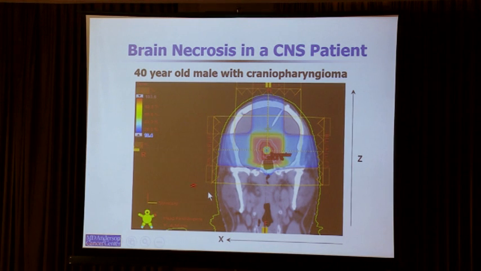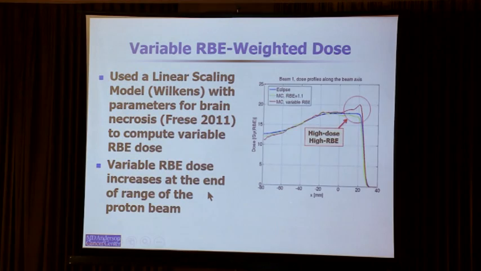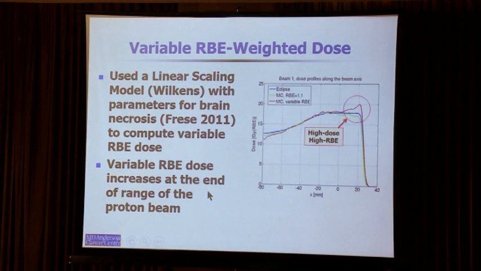Similarly, this beam here. We did some Monte Carlo calculations, and we used a simple model called a linear scaling model to calculate biologically effective dose. We calculated variable RBE using a model that's available in the literature. And we found that even with that simple model, the biologically effective dose was significantly higher than what the Eclipse treatment planning showed us at the corner or the distal edge.